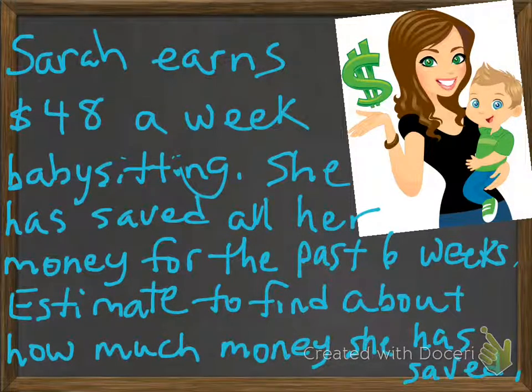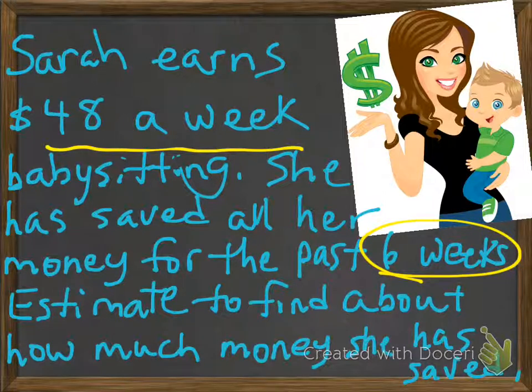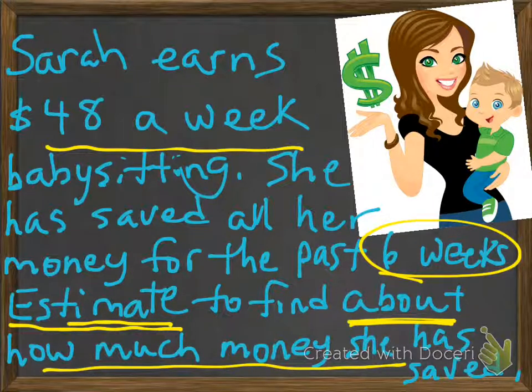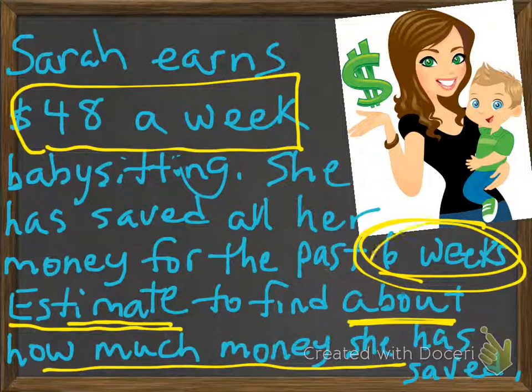So here's our example. Sarah earns $48 a week babysitting. She has saved all her money for the past 6 weeks. Estimate to find about how much money she has saved. And those are the key words there. Estimate to find out about how much money she has saved. So we start with this number, $48 a week, and we also have 6 weeks to go.